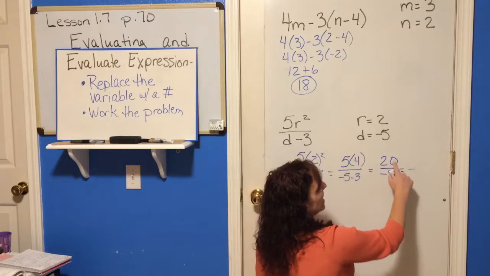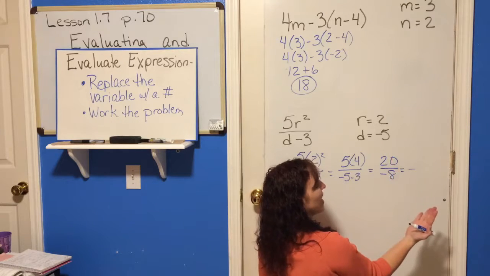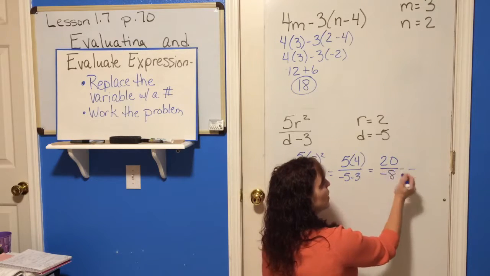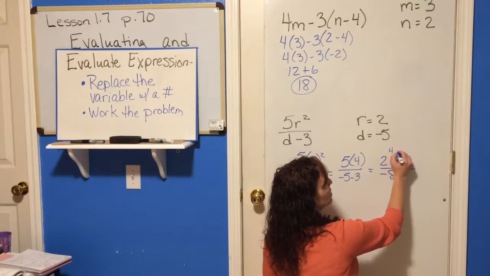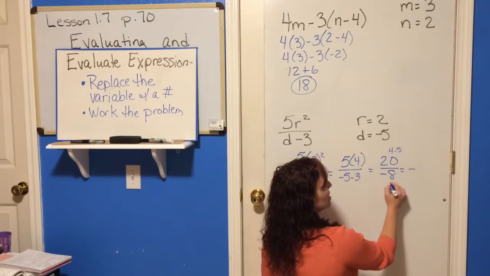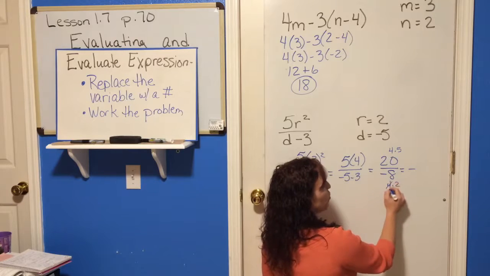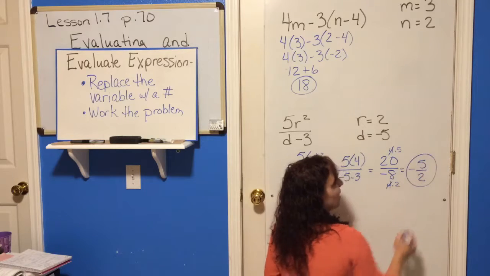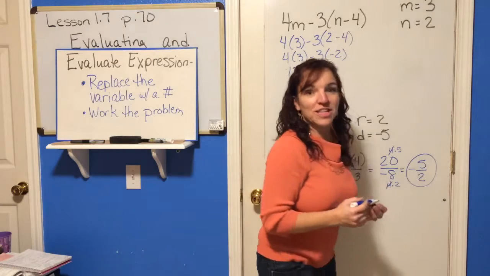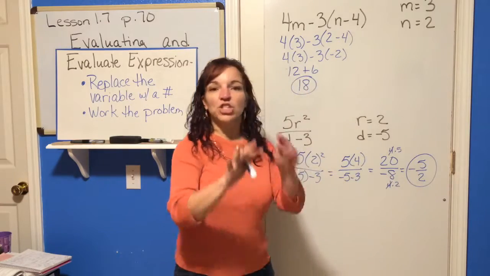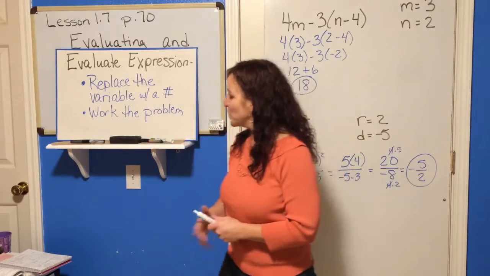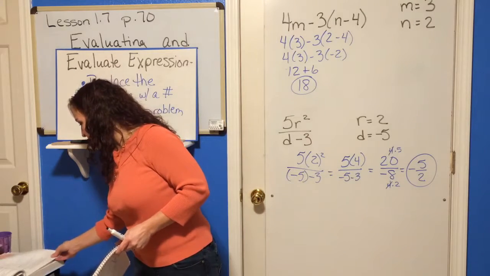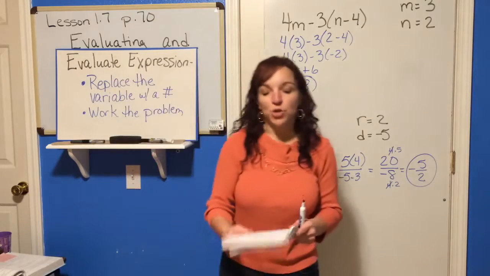So we've got a negative, and you can't take 20 divided by 8, so we're simply going to reduce it down. 20 is 4 times 5, and 8 is 4 times 2. So the 4's will reduce and leave you just with 5 over 2. And it is okay to have a fraction as an answer. It's okay to have an improper fraction. Just leave it, just like that, negative 5 over 2. So that is evaluating. There are several on page 71 that you can try on your own.